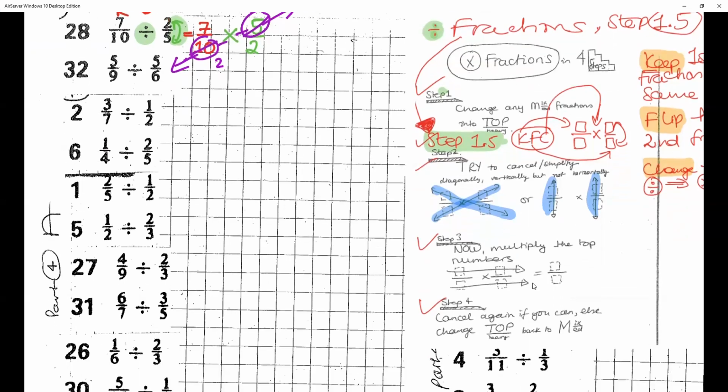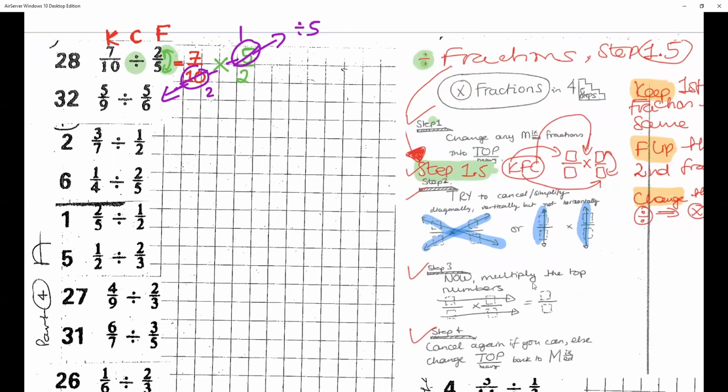Right, what step do you do next after step 2? Now multiply the top numbers. I'm supposed to say here, and multiply the bottom numbers as well. So that's missing. So you're basically multiplying at the top and you're multiplying at the bottom. Okay, lovely. So let's have a look at our top numbers. The top numbers are 7 and 1. What's 7 times 1? 7. Lovely.